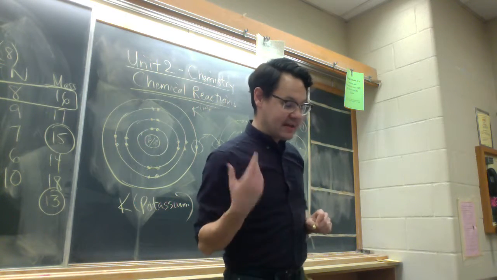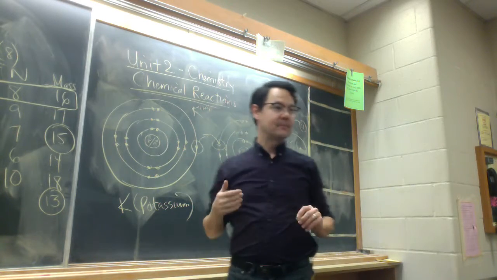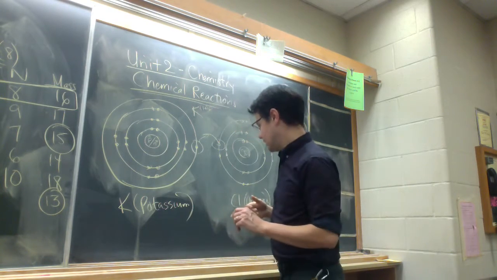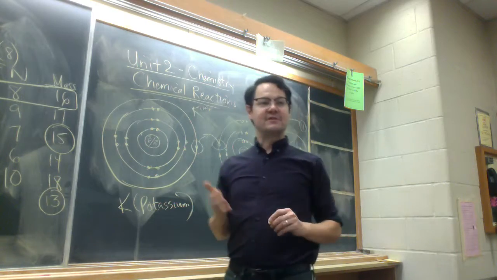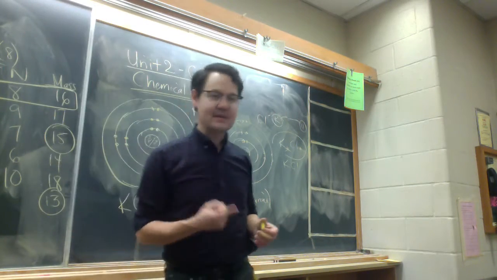The chemical formulas and names for these compounds, potassium and chlorine. What is the name of this? Potassium chloride. Good. Now, why don't we have to say monopotassium monochloride? Because that sounds dumb.